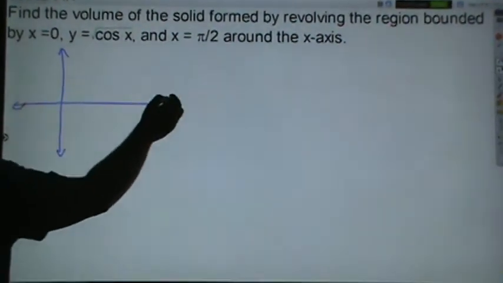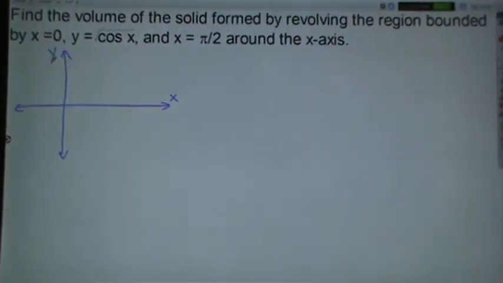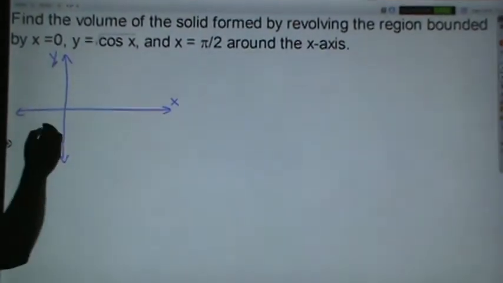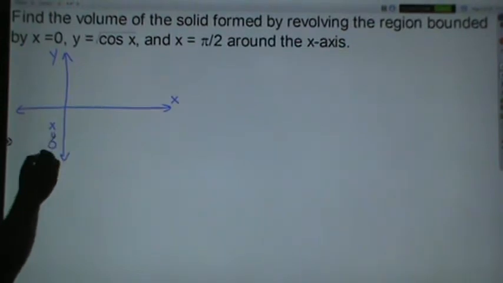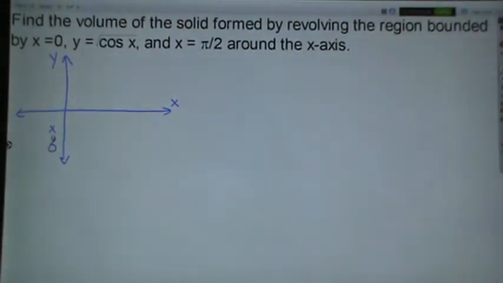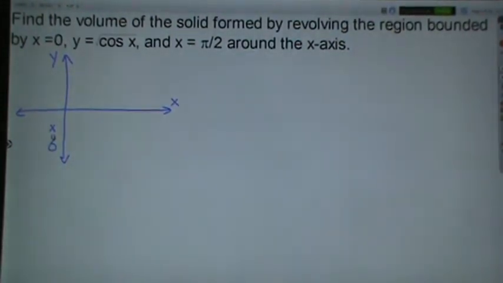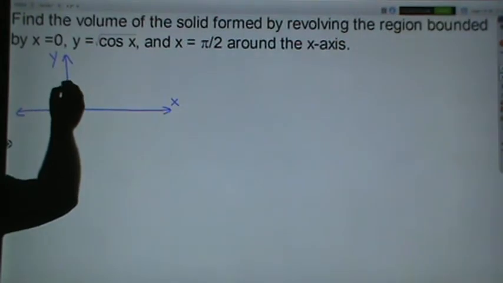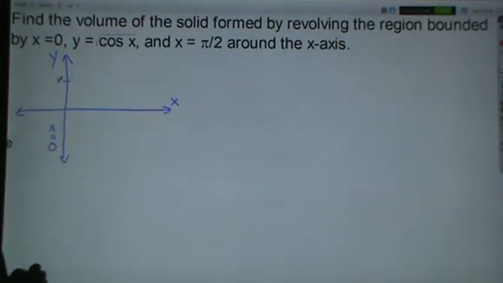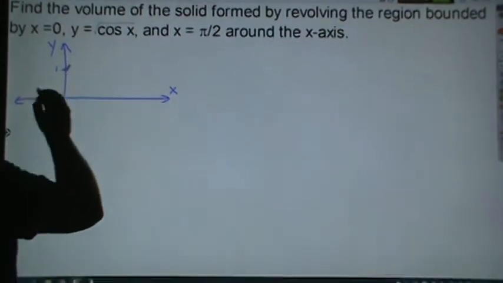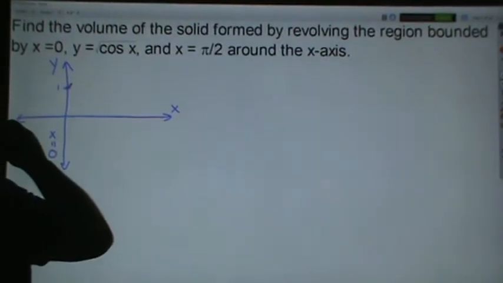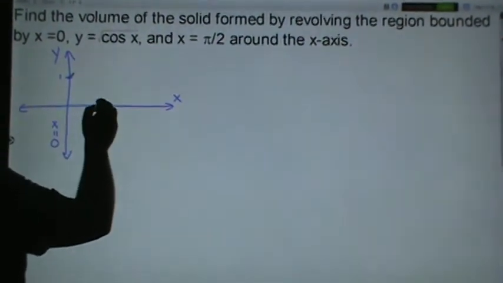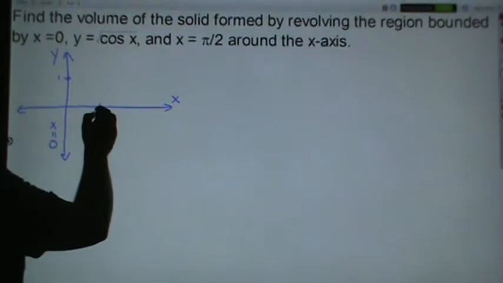Again, I'm going to draw a sketch. I like to see what I'm looking at. So x equals 0, that is the y-axis. If I was to take cosine of 0, which is 1, take the square root, I'm still at 1. If I was to take cosine of pi over 2, which is 0, take the square root of that, I'm still at 0.